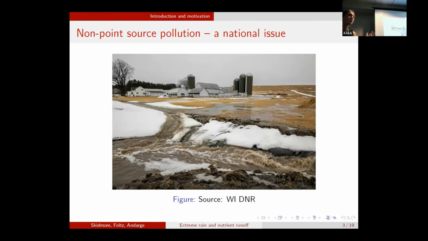But non-point source pollution looks more like this. This is a photo of a dairy farm in Wisconsin in the late spring where we've had rainfall coming onto fields that were frozen or still had snow on them. And we can see that there is a lot of transportation of whatever's on the soil surface as well as some of the soil itself, and it's now running off into surface water.